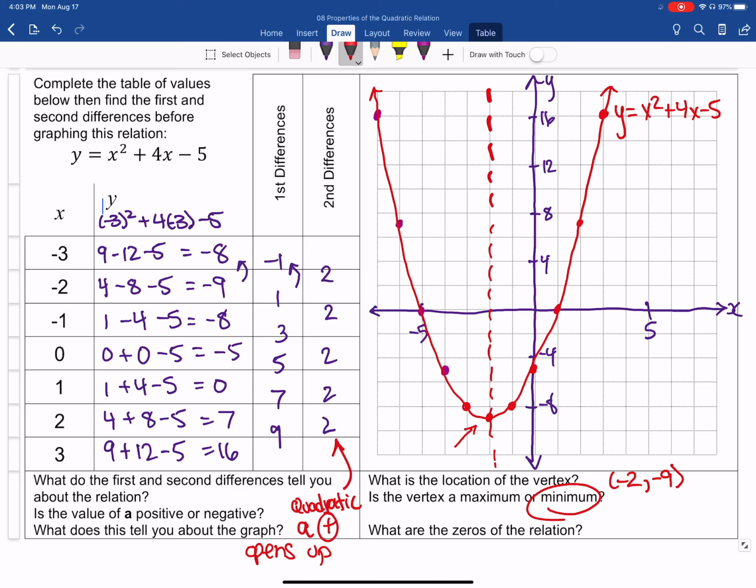And what are the zeros? Okay, so our zeros are our x-intercepts. Remember, our zeros are our x-intercepts. So wherever our graph crosses the x-axis, which is here and there, and so we have 2 points to write down. The first one is -5, 0. And the second one is 1, 0. Okay, and we write them as points. We don't say -5 and 1. We write them as coordinates, just like we would any other point.